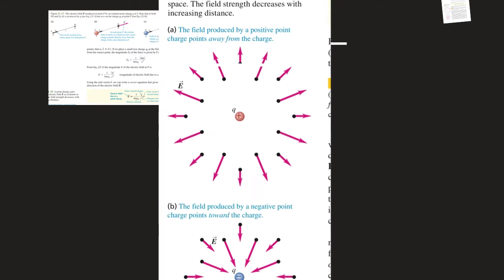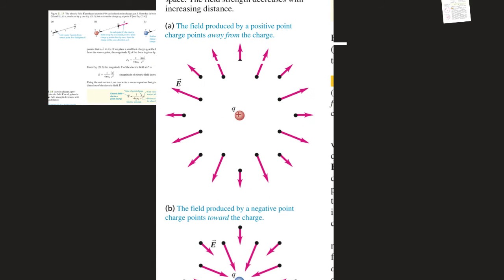Now, how can we visualize the electrical field produced by a charge? If you see here, this is a positive charge. At any point in the space, there will be a force. The force will be in this direction if the charge is positive.